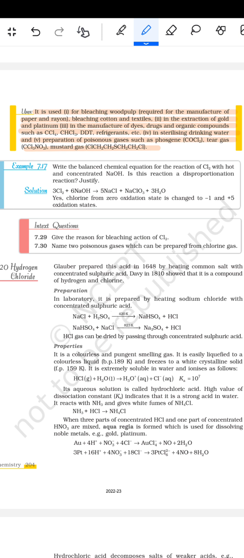Example 7.17: write the balanced chemical equation for the reaction of Cl2 with hot and concentrated NaOH. Is this reaction a disproportionation reaction? Justify. The reaction is Cl2 plus NaOH gives NaCl plus NaClO3 plus H2O. Chlorine from 0 oxidation state changes to -1 and +5 oxidation states, therefore it is a disproportionation.